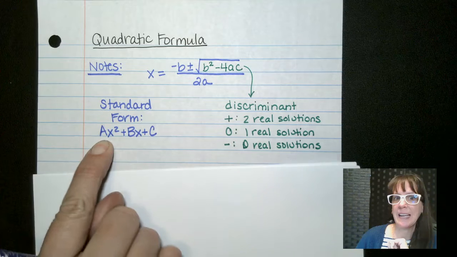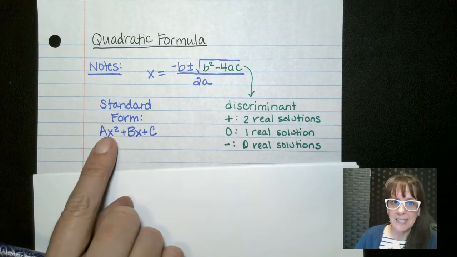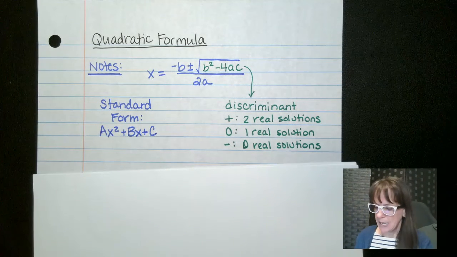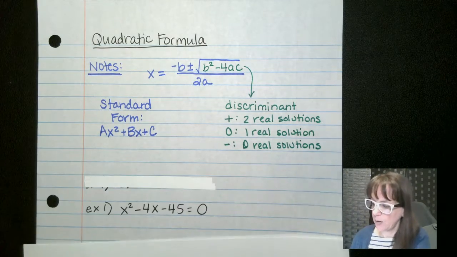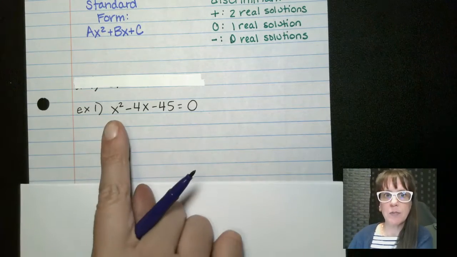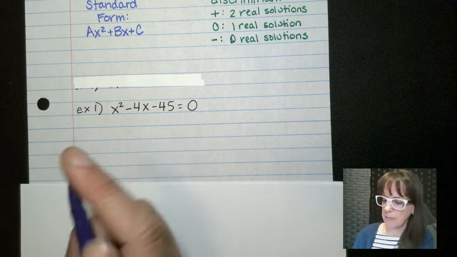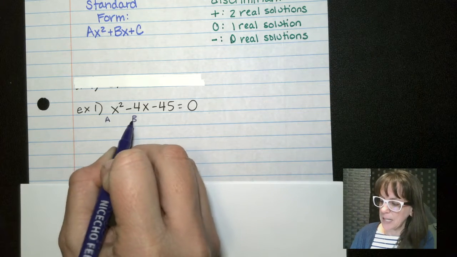Remember, standard form is ax squared plus bx plus c. You want to put your highest exponent first and then go in order. So let's take a peek at this and go ahead and do our quadratic formula. All right, so for this first one, it's already nice and lined up for us. This is our a, this is our b, and this is our c.